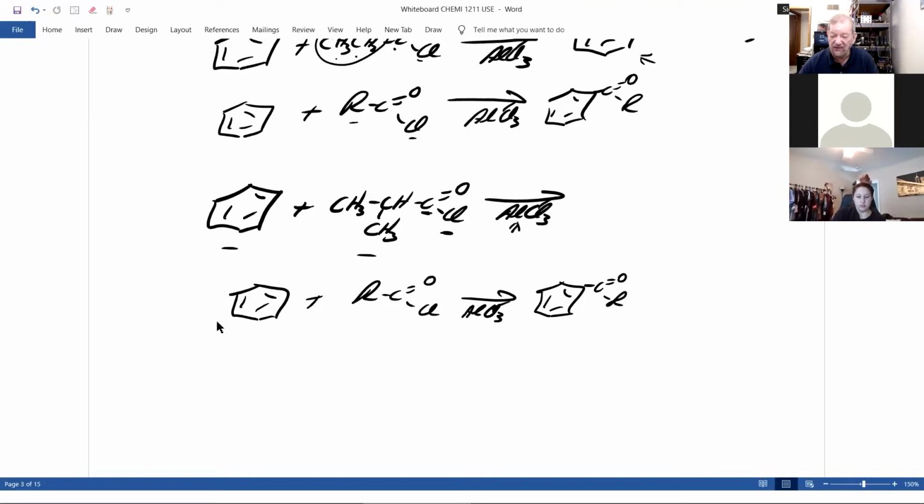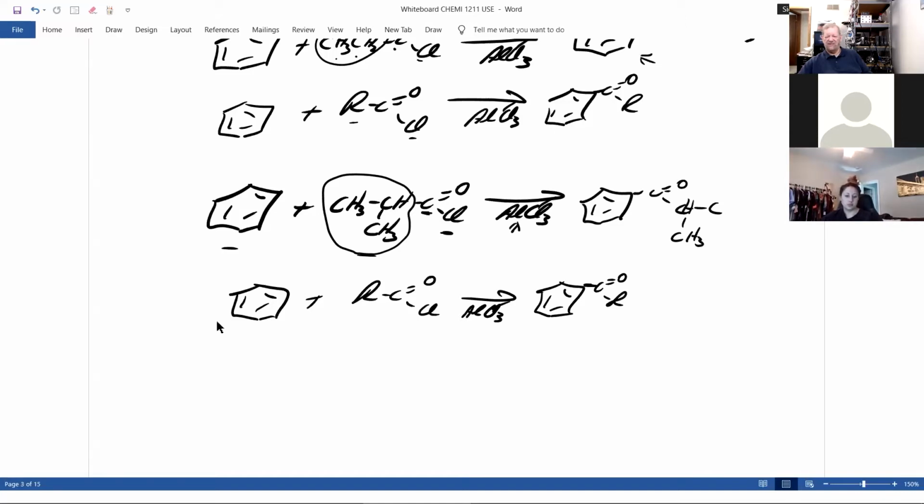Remember, this is one of those special reactions where you're making a carbon-carbon single bond, very special, very rare. What's my R group? The isopropyl group. So I have my benzene ring, carbonyl. What's my R group? Isopropyl. And that's how you do it.